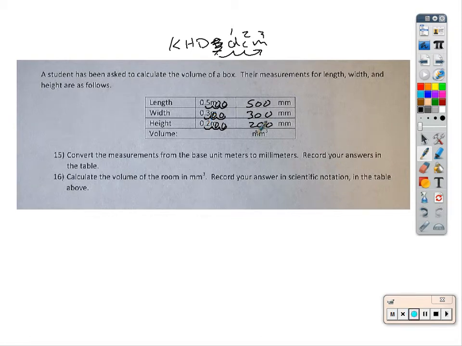Now we have to calculate the volume in millimeters cubed. Again, length times width times height. So it's 500 times 300 times 200. And that gives us a big number. The 3 with 7 zeros.